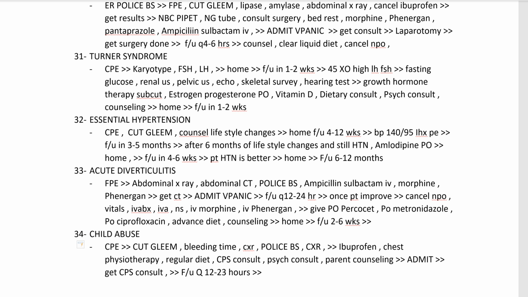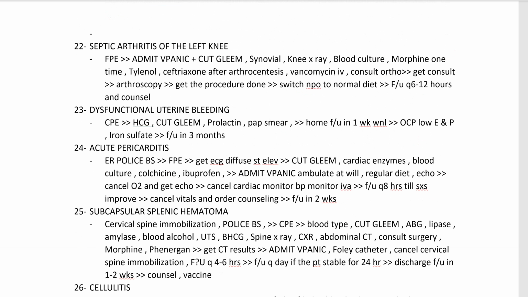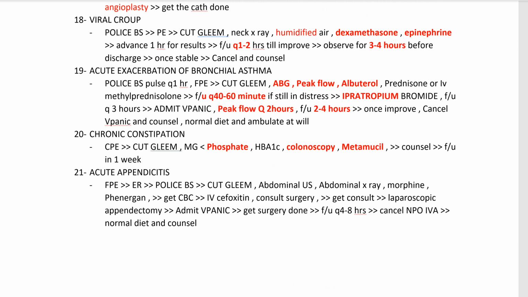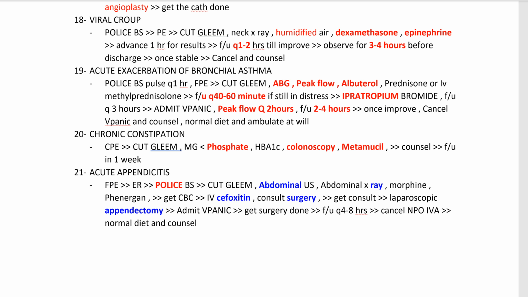Okay, so let's do a rapid review of the cases that we did for today. Sure. We discussed the acute appendicitis case. First you do the PoliceBS mnemonic, and then abdominal ultrasound and abdominal x-ray. You want to treat the symptoms, give IV cefoxitin, consult surgery, and then order appendectomy. The timing is 4 to 8 hours.